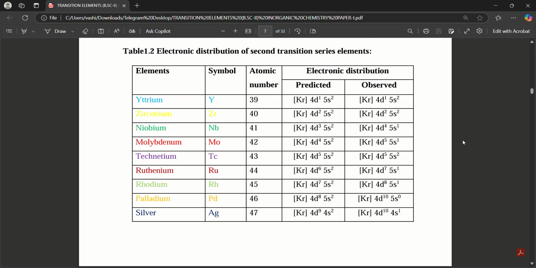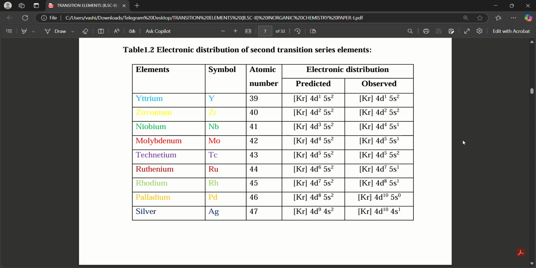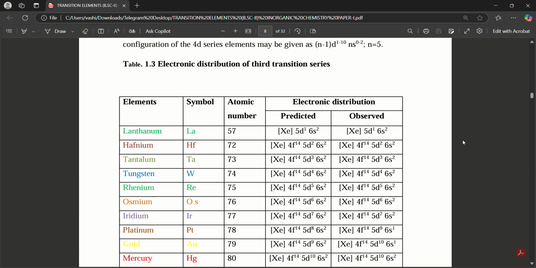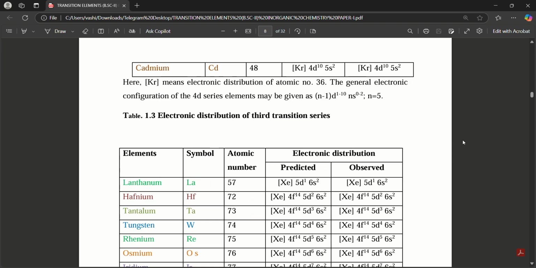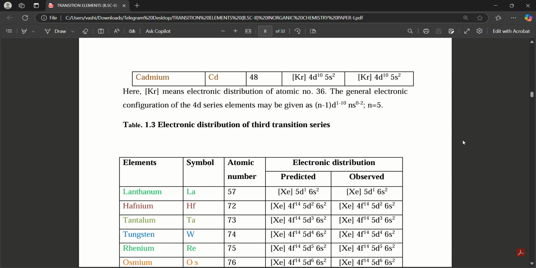Electronic distribution of second transition series elements. Here, Kr means electronic distribution of atomic number 36. The general electronic configuration of 4d series elements may be given as (n minus 1) d1 to 10 ns0 to 2, n is equal to 5.